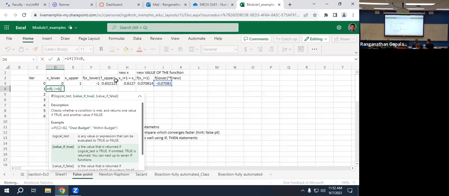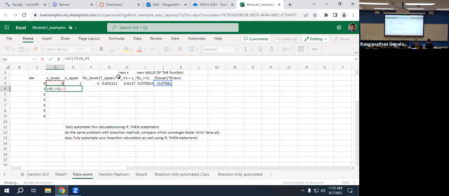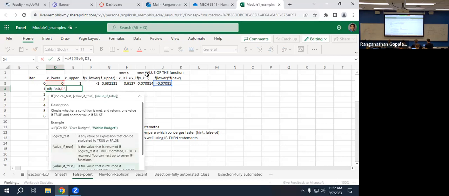All right. If J3 is less than 0, then the new value of x is the same as the old value. I'm sorry, if J3 is less than 0, the lower remains the same. If not, it flips to the new value of x.